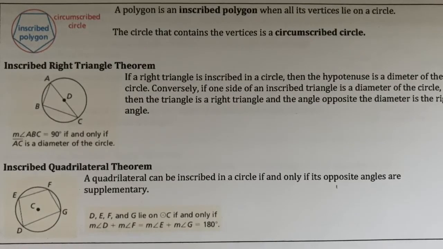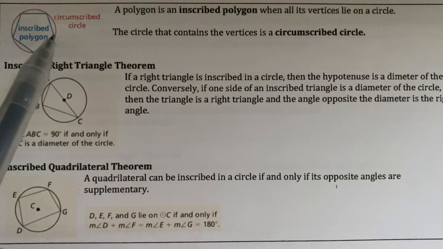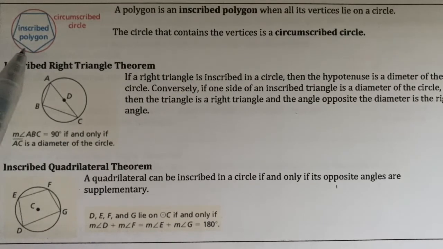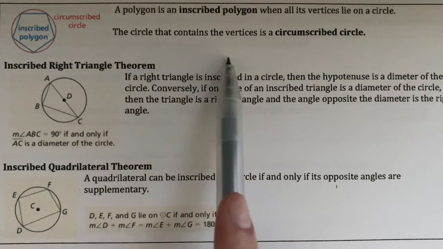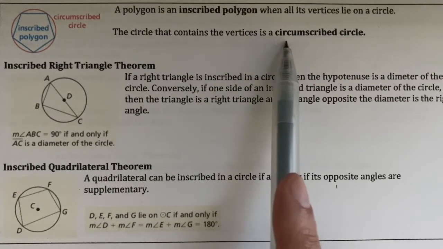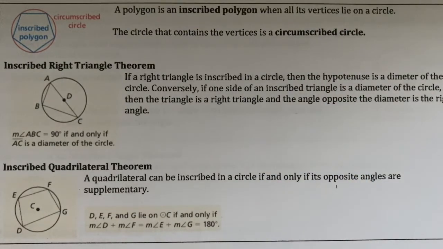A polygon is called an inscribed polygon when all the vertices lie on a circle. So here we have an inscribed pentagon. All of the vertices of this pentagon are on the circle, and the circle that contains all the vertices is called the circumscribed circle. We have two theorems involving inscribed polygons.